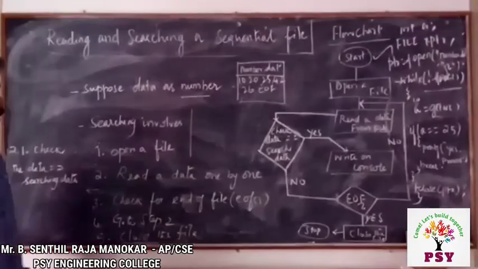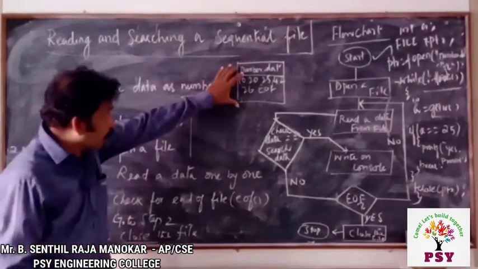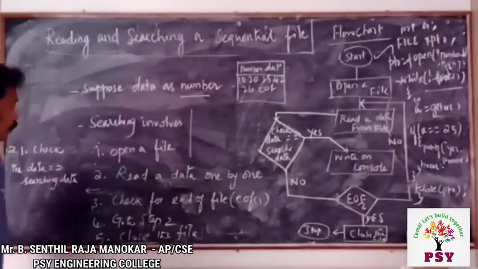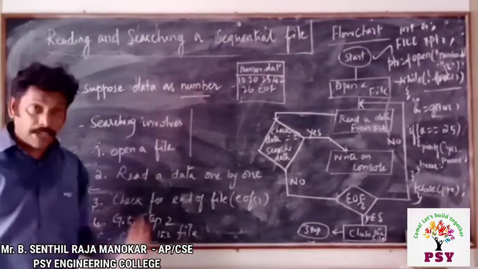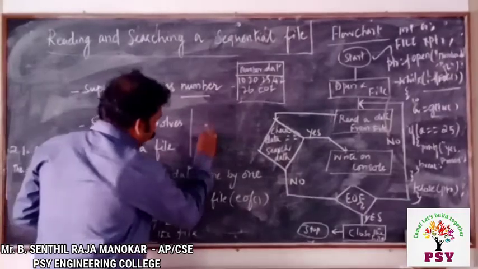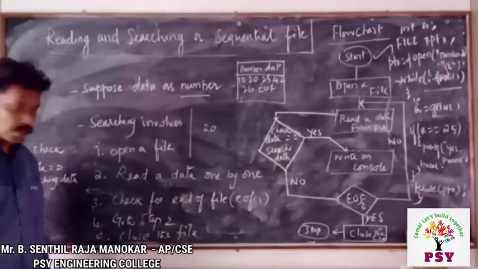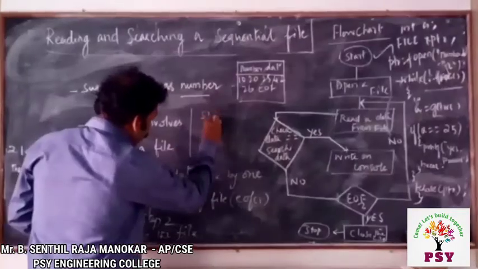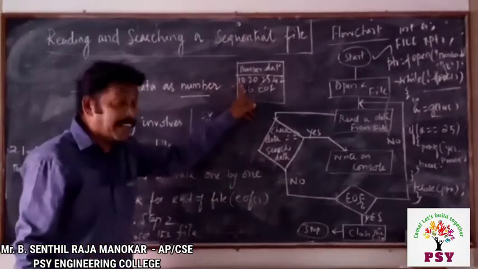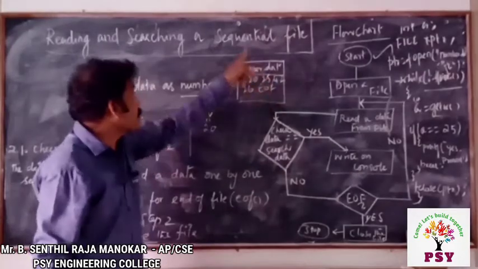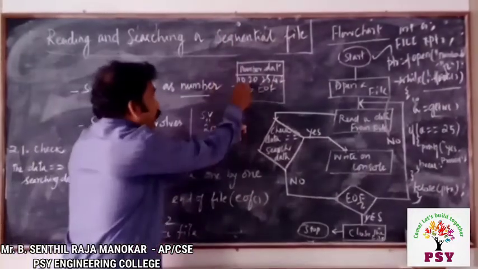This file we opened already. Then we are going to search whether a given value, for example 20, is present. This is the search value: 20. That value we have to find one by one because it's a sequential file.